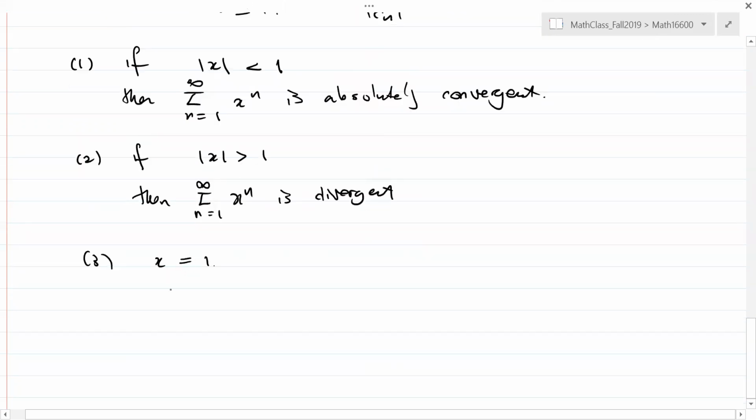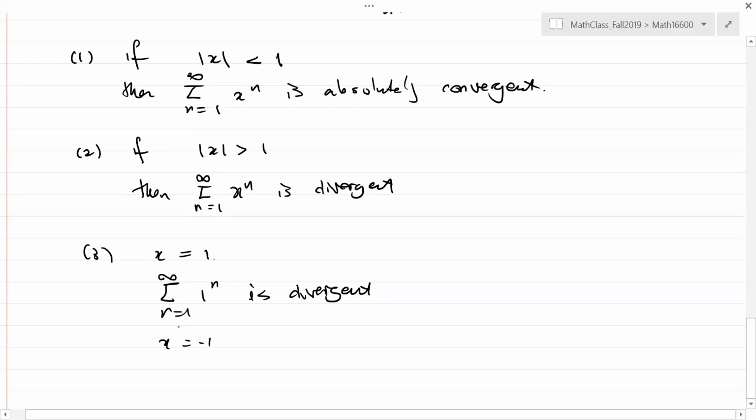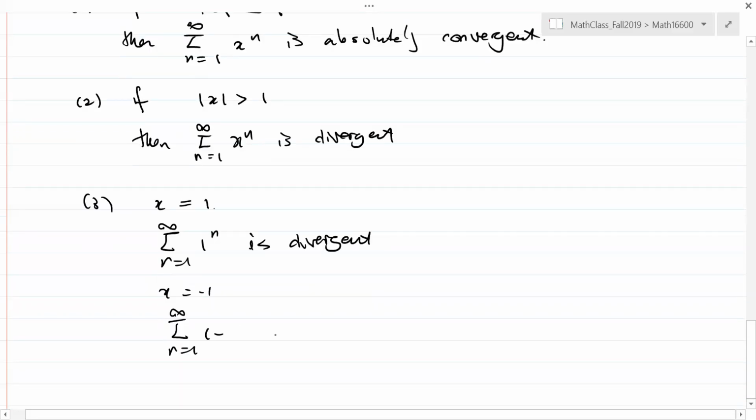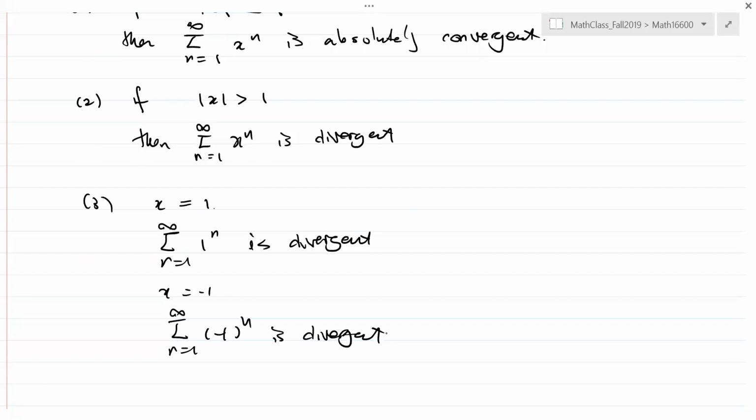So when x equals 1, case by case, clearly this is divergent. How about x equals negative 1? It is also divergent, just because the nth term is not equal to 0. So we completely understand this series. This series is convergent for x in the open interval from negative 1 to positive 1.